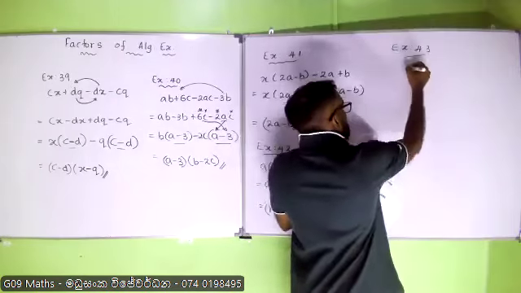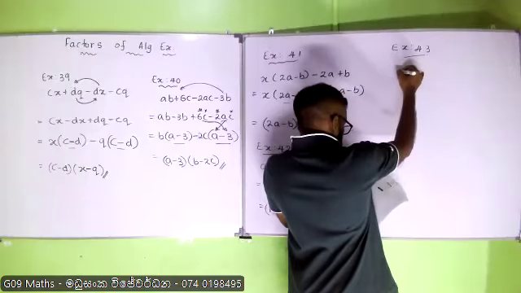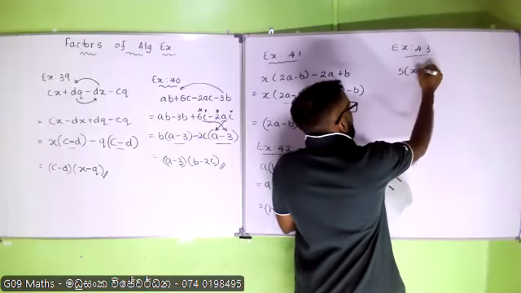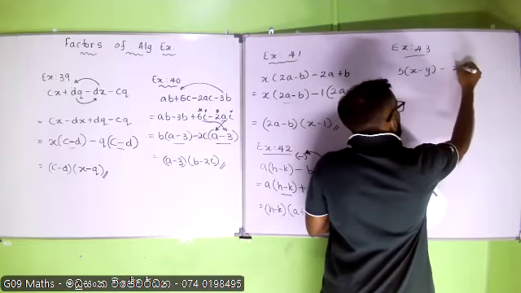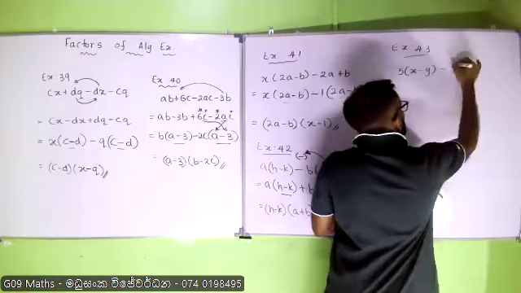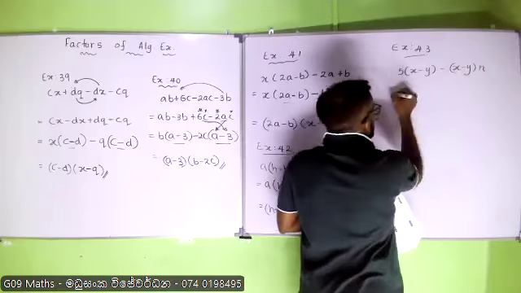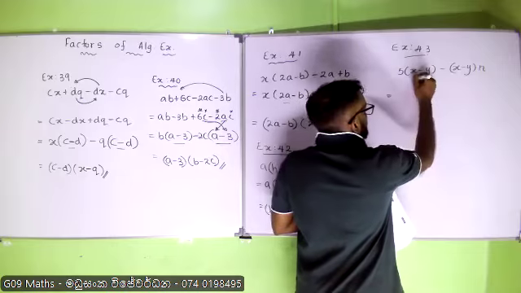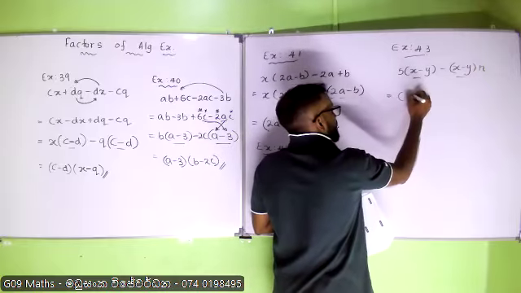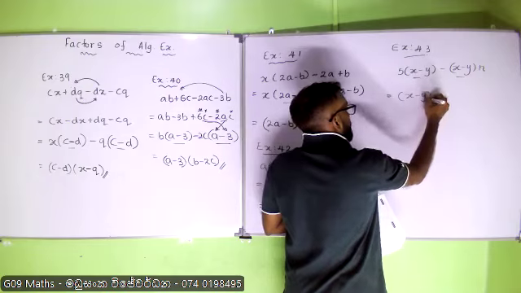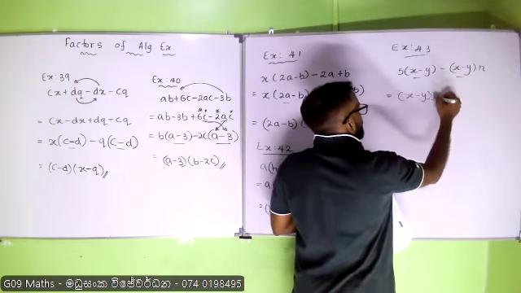If you can identify the common term, this is over. x minus y, equal mark. x minus y here, x minus y here. Common term, take it out from the bracket. Then write the rest: 5 minus n.